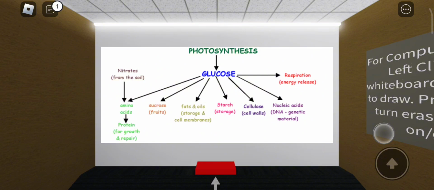Glucose can be used immediately for energy. It can also be stored in the form of starch to be used later, and it can be used to build cellulose, which is what the plant cell walls are made of.